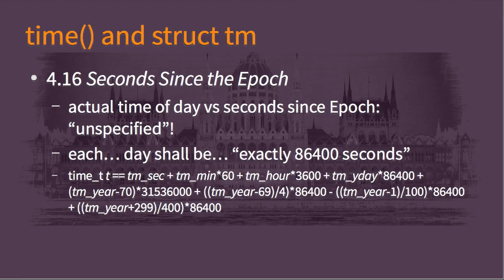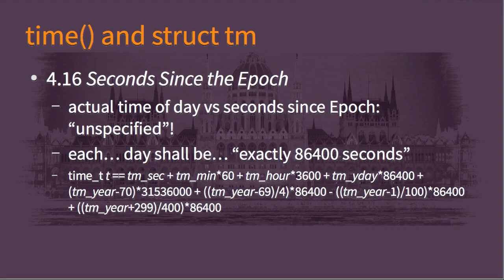In the POSIX standards and various documents that are derived from it, there's a section 4.16, which is seconds since the epoch, and it has some clarification about what the standard means when they say the time function returns the seconds since the epoch. One of the things they say is that the actual time of day related to it has an unspecified relationship to the number of seconds since the epoch.